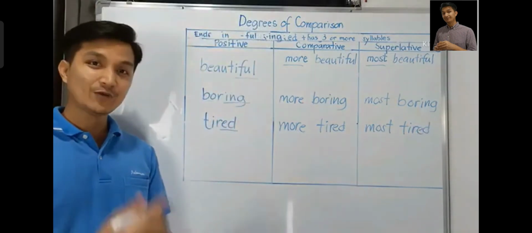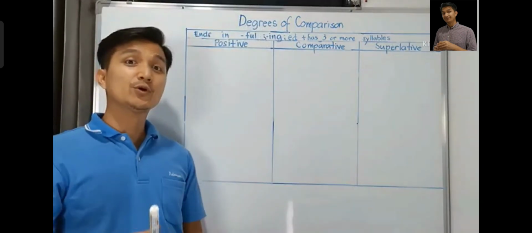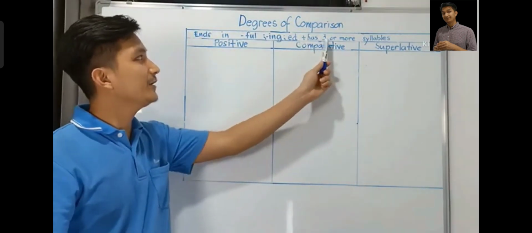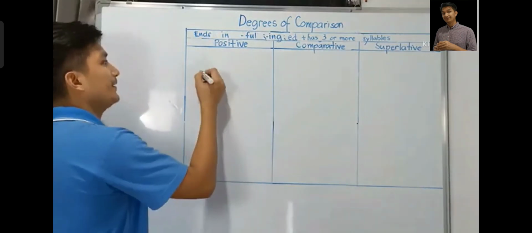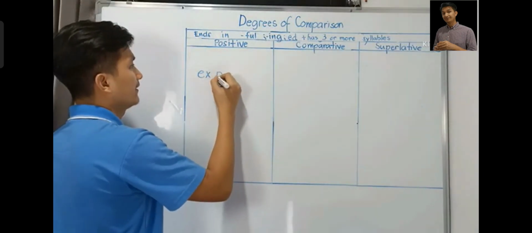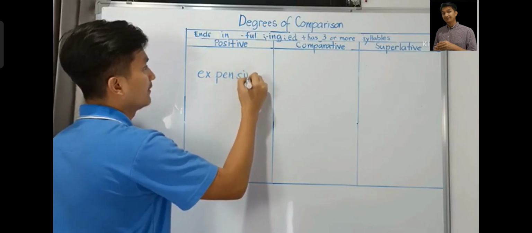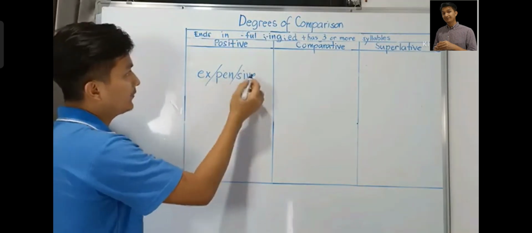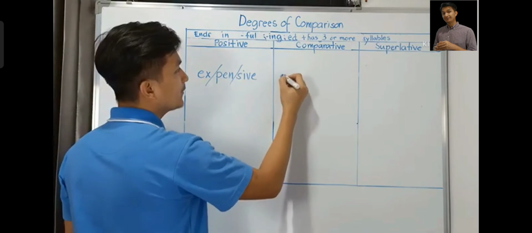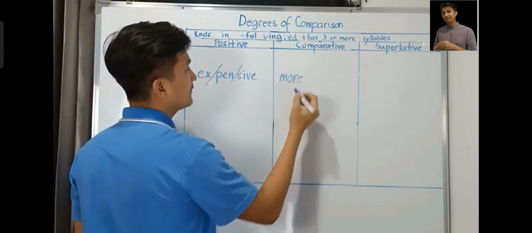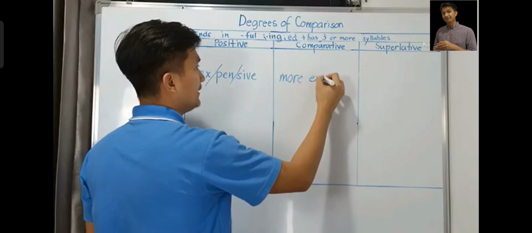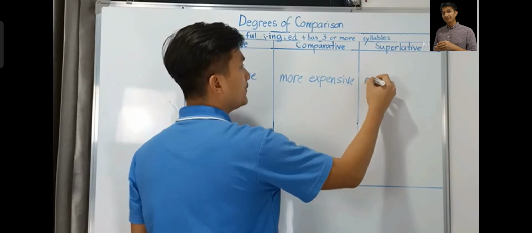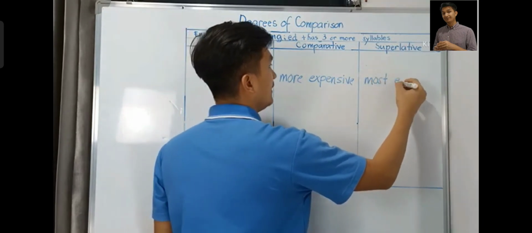Okay, students? It's very easy. Same rule, number 5. How about if the positive has three or more syllables? For example, expensive. Expensive, okay, let's count them: 1, 2, 3, right? So we are going to do the same rule of number 5. More expensive. Here, most expensive.